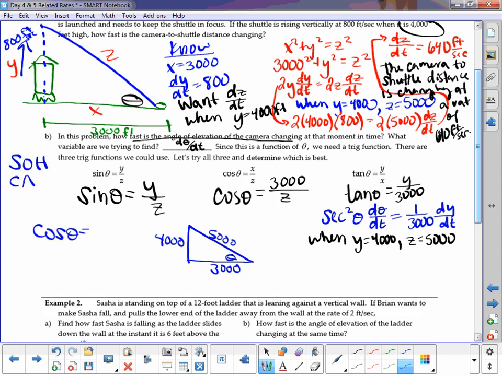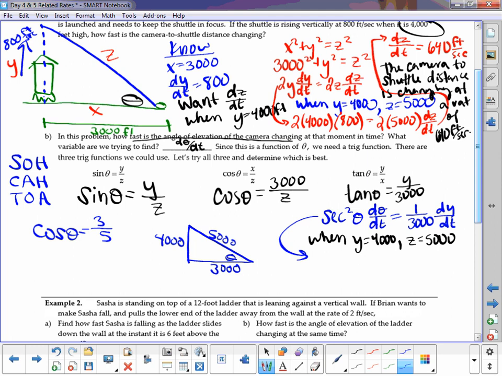All right, so we refreshed our memories with the chant. Cosine of theta is 3,000 over 5,000, or 3/5. Are we all good with that? I got a little worried when I heard 4 over 5. Okay, so again, that's my cosine.